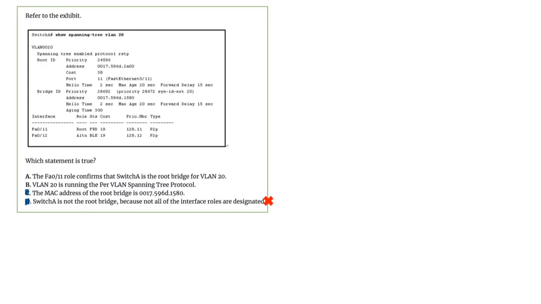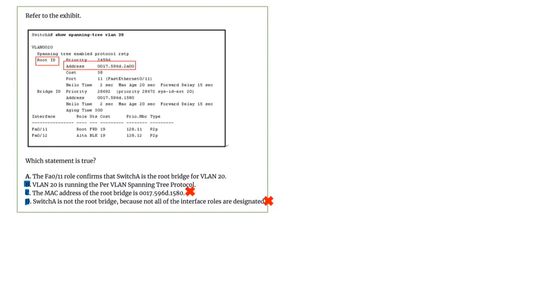All right, now let's evaluate statement C. The MAC address of the root bridge is this MAC address number. And if we look at the root ID and the address, you can see that the MAC address for the root ID does not match the one in the question. So that is not true.